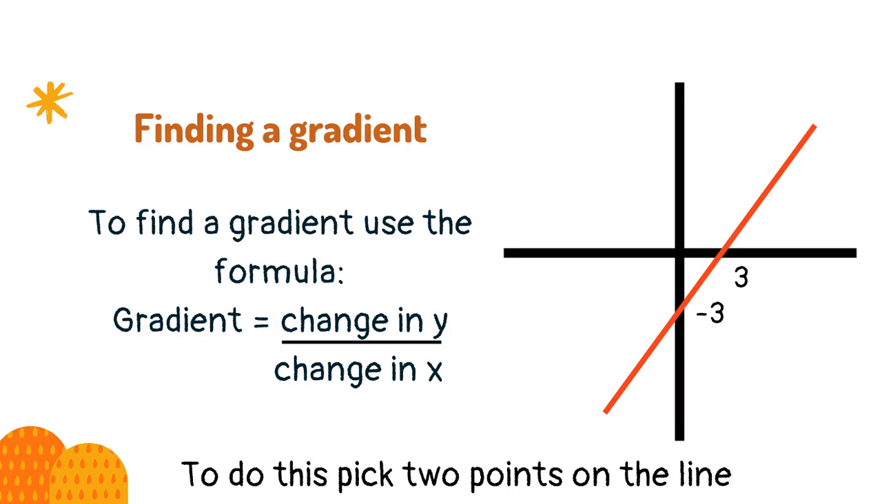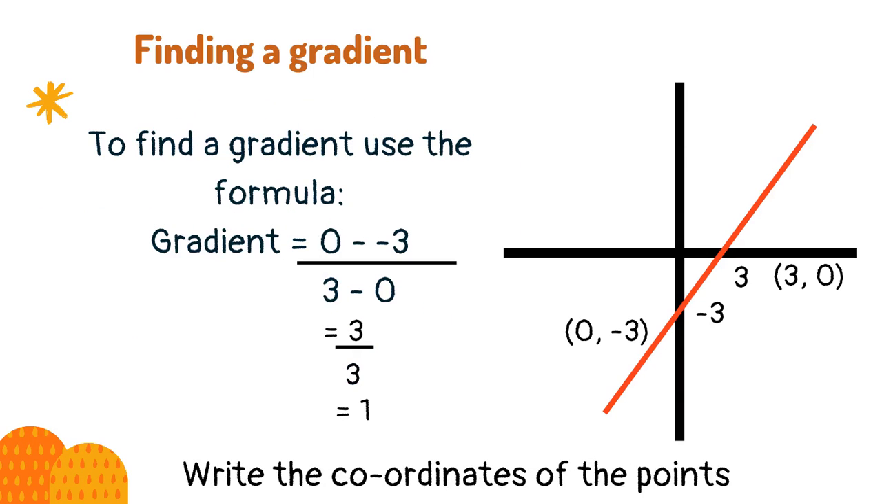To find a gradient, use the formula: gradient equals change in y divided by change in x. The change in y is the y final position minus the y original position. Taking 2 points on the line, (0, -3), the y-intercept, and (3, 0), the x-intercept, we can subtract these. This gives, for the change in y, 0 subtract -3. As a minus and a minus give a plus, this becomes 0 plus 3, giving a change in y of 3.